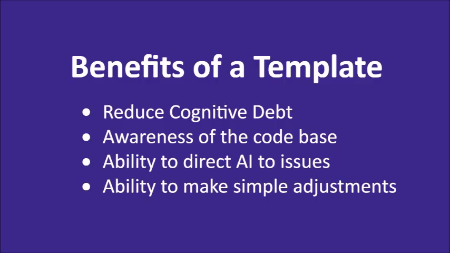So taking a look at the benefits of using a template. With regard to coding with AI, cognitive debt is our lack of knowledge about the code base. By setting up a template app, you guide the AI with the structure of the output, and that allows you to easily navigate the code base and direct AI if your project is unique. And you can easily jump in and make simple adjustments without wasting all your tokens.